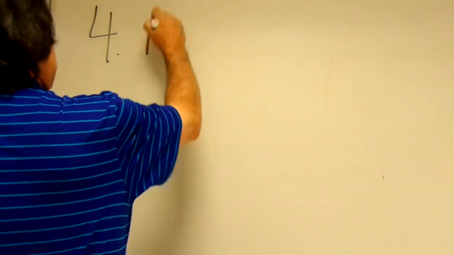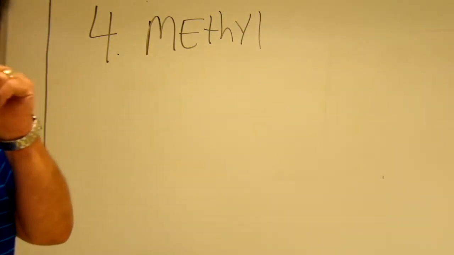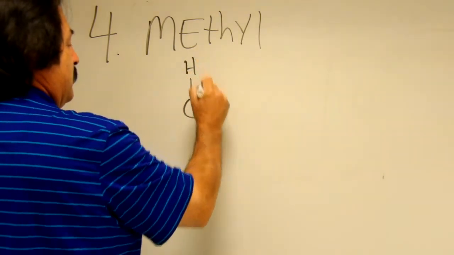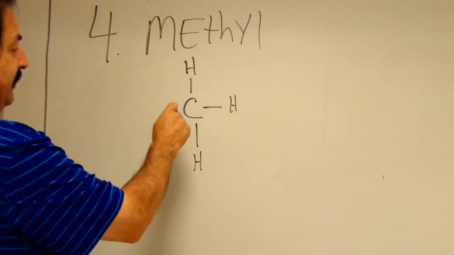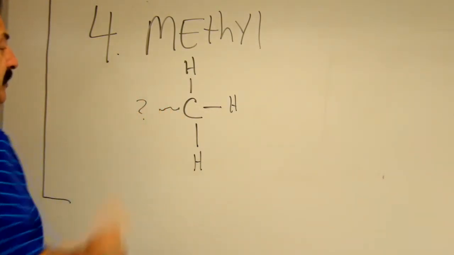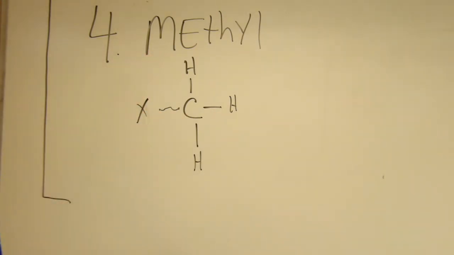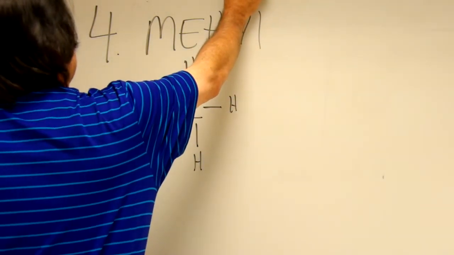And I believe our last group is a methyl. And the methyl group is simply a single carbon with 3 hydrogens attached to it, and I'll just put X there. X is attached to that, and I'll tell you a little bit about methyl group when we get to the point where we are talking about the methyl group. All right? All right, so those are your functional groups.